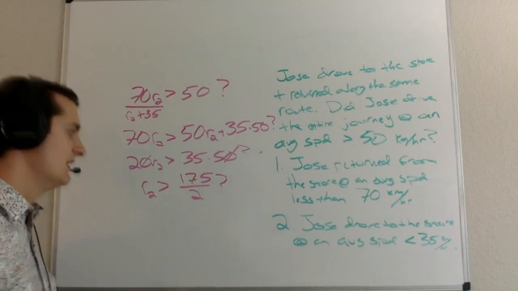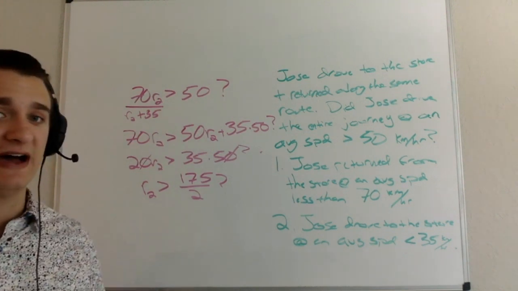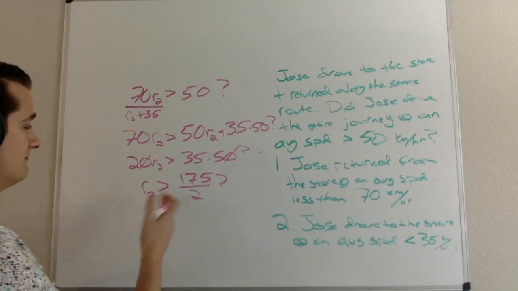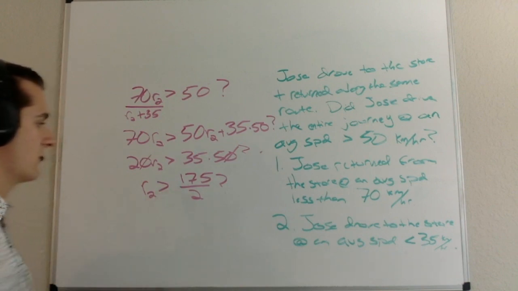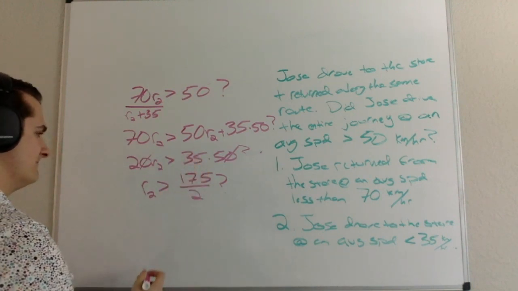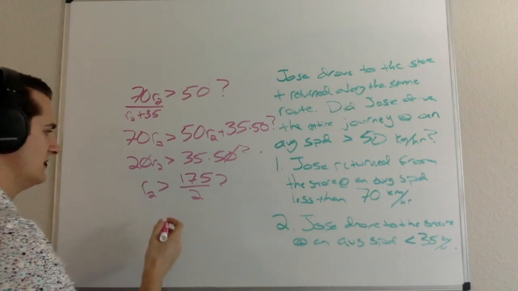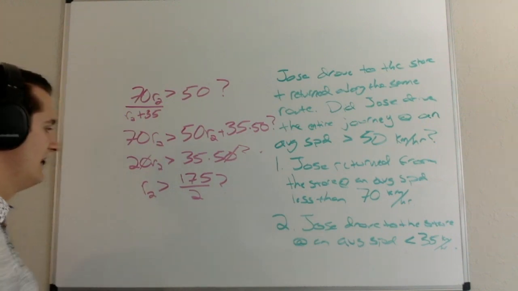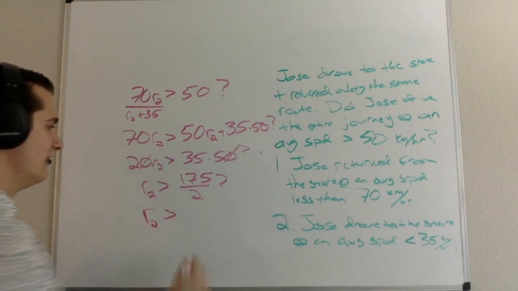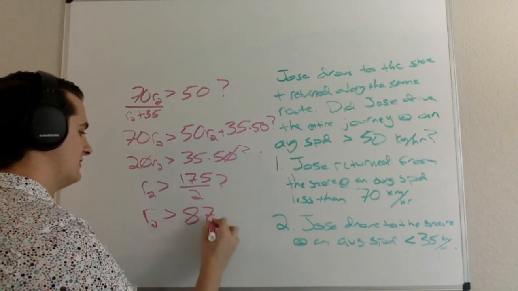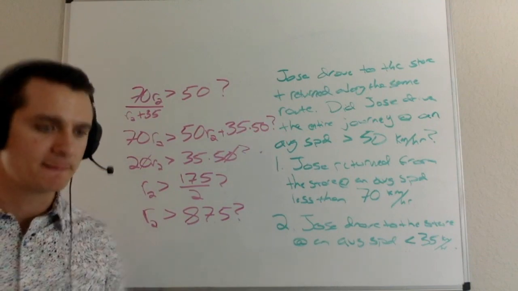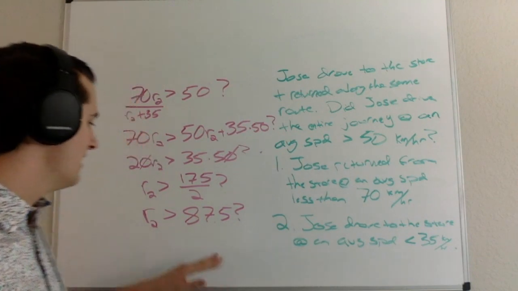I can take this one step further and actually divide 175 by 2, which is going to give me 67 and a half. Yep, 67 and a half. I'm sorry, not 67 and a half. Is my second rate greater than 87.5? That becomes my question.